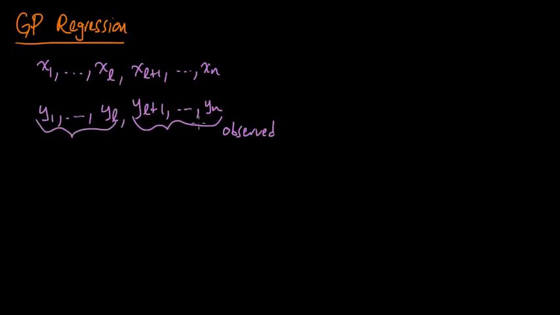So let's call these, following our notation from the previous video, let's call these y's yb, and let's call these ya. So here a and b, just to be clear, a is going to be 1 up to l, and b, l plus 1 up to n.